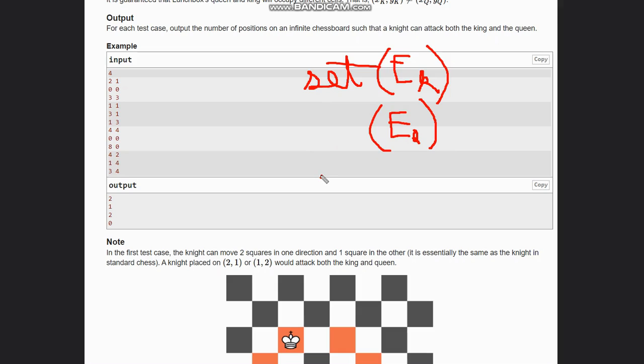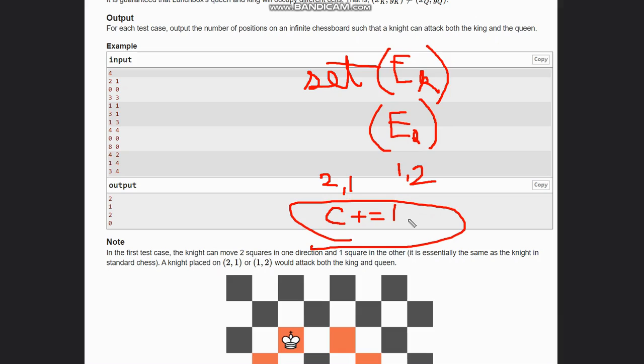So if you take the common set, you will get (2, 1) and (1, 2) for the first test case. And when you are considering the positions, for each position, increase your counter by 1. So this will give you the answer. So your answer would be the count of the number of positions. So I hope you all understand the solution.